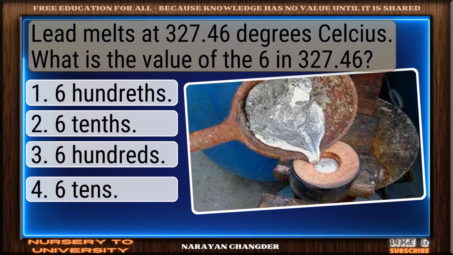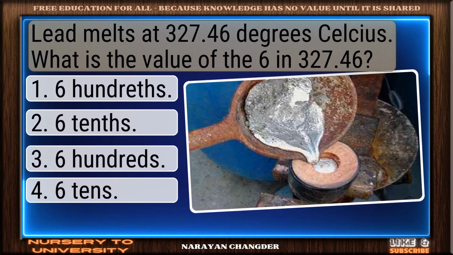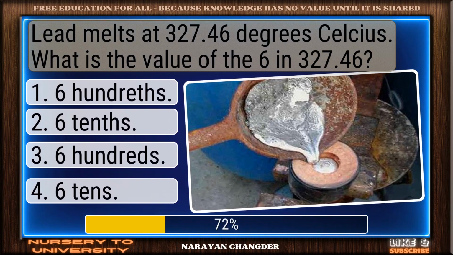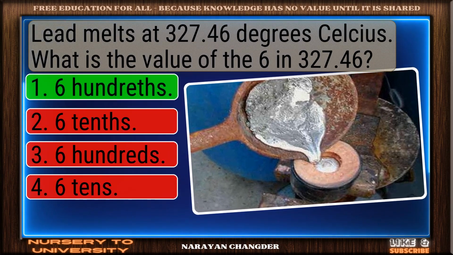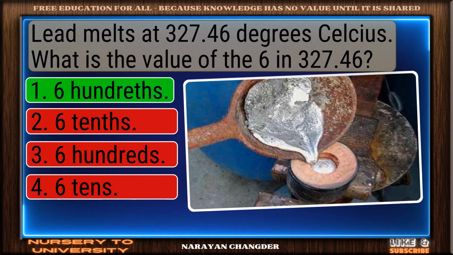Lead melts at 327.46 degrees Celsius. What is the value of the 6 in 327.46? Nice selection. 6/100ths is the correct and valid answer.